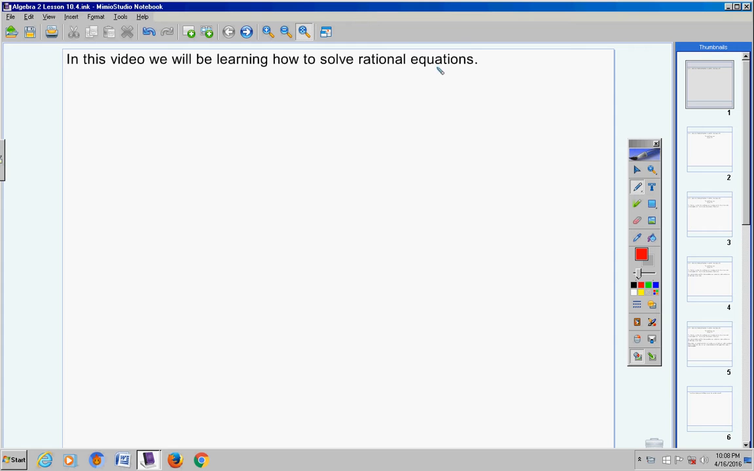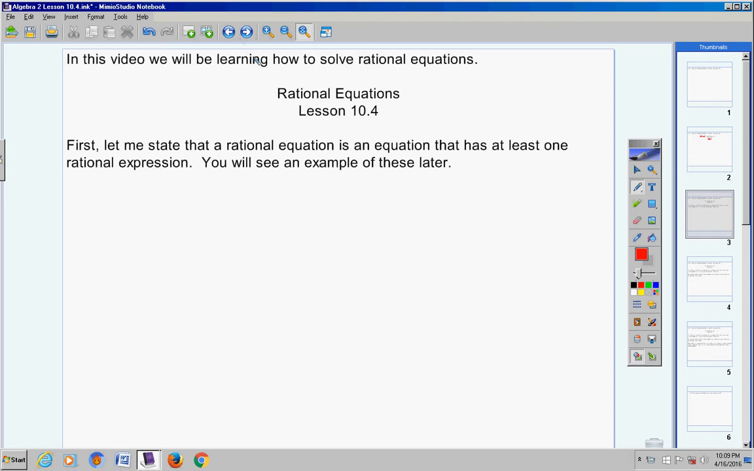We are going to be learning how to solve a new type of equation, and they are called rational equations. Your heading for today is solving rational equations, and the lesson number is 10.4. As always, I encourage you to write today's date so that your notes are organized, okay? Lesson 10.4, and be sure to include today's date.